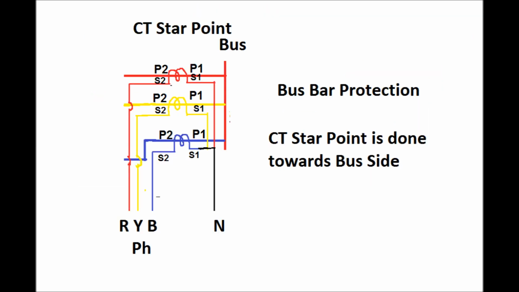Now comes the case of busbar protection. In busbar protection, a feeder has been shown where the CT is connected with proper polarity in the HV side. Now the protective object is the bus. The general convention is that the CT star point in the secondary side of the CTs is always done towards the protective object. Since the protective object is the bus, the S1 of red phase, yellow phase and blue phase is connected together to form the star point of the CT secondary, and S2 of red, yellow and blue phase are taken by a cable towards the busbar relay.